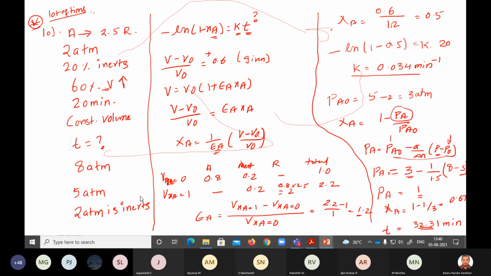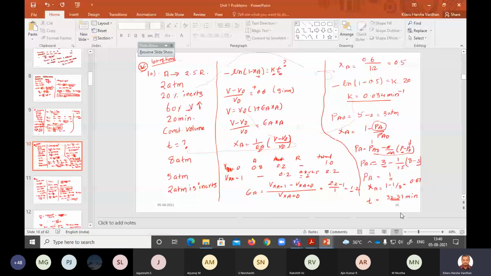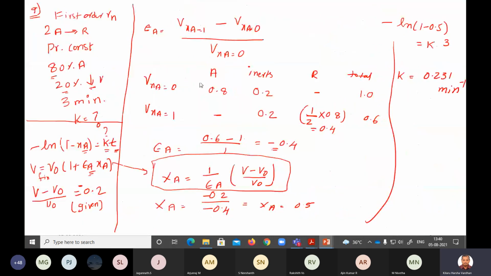Now what to do? This is a first order reaction. Did he give that? It's a first order homogeneous reaction, right? Since it is a first order reaction, we know that minus ln(1 minus XA) is kT. So he's asking what is this T. He gave a 60% volume increase, so (V minus V naught) by V naught is plus 0.6. Whereas in the previous problem, we put (V minus V naught) by V naught as minus because the volume decreased. This is the given data.